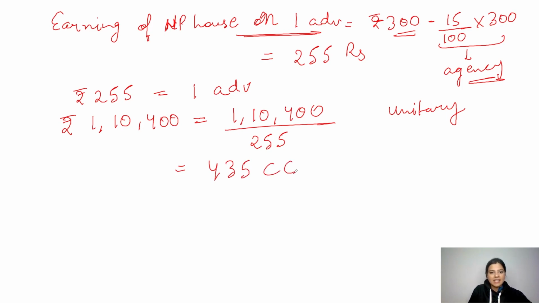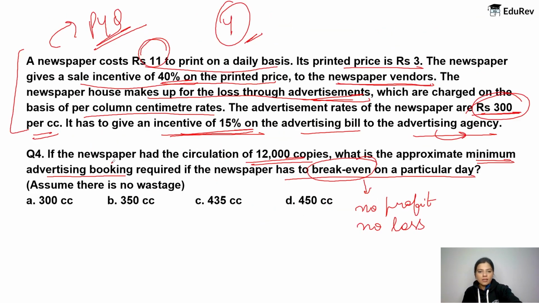When you solve this, it comes out to be 435 cc. So it has to print 435 columns per centimeter. It means it has to print 435 advertisements to cover the loss of 1 lakh 10,400 rupees. So C is the correct option, that is 435 cc. I hope you have understood this question.